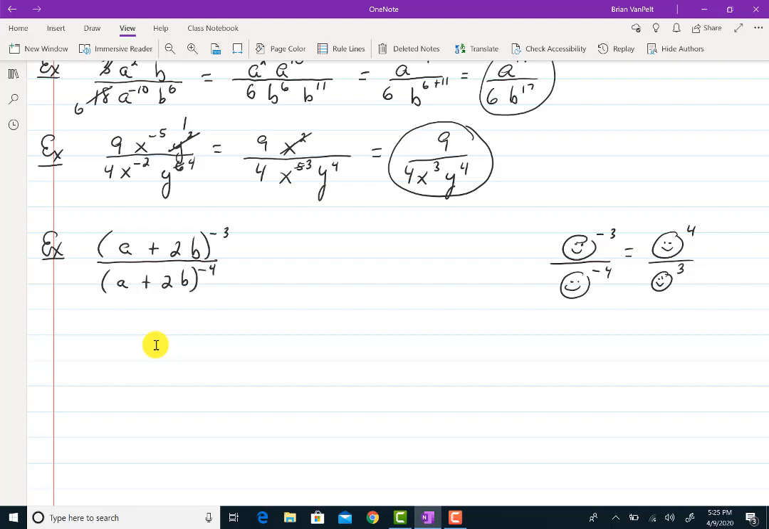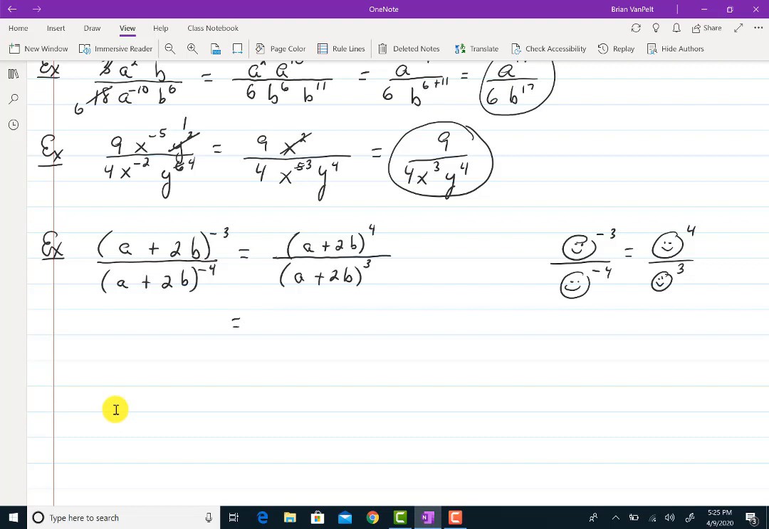Well, that's what I'm going to do in this case, exactly the same thing, except now the thing that I use as a smiley face is this whole chunk, this a plus 2b. So that means I'm going to have an a plus 2b raised to the 3rd power in the denominator, and then I'll have an a plus 2b raised to the 4th power.